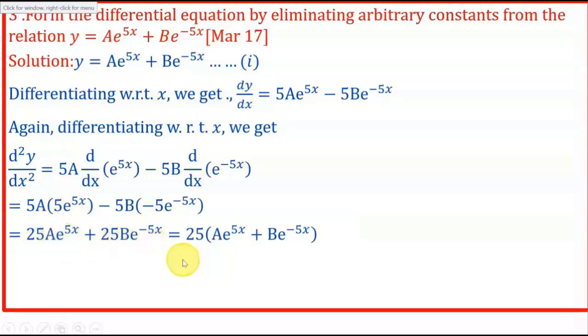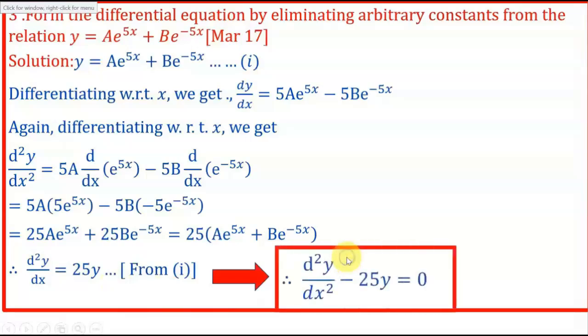Take 25 as common, then in the bracket you will get a e raised to 5x plus b e raised to minus 5x. But what is this? This is nothing but y. Therefore, d2y by dx square is equal to 25y, and this is the required differential equation.